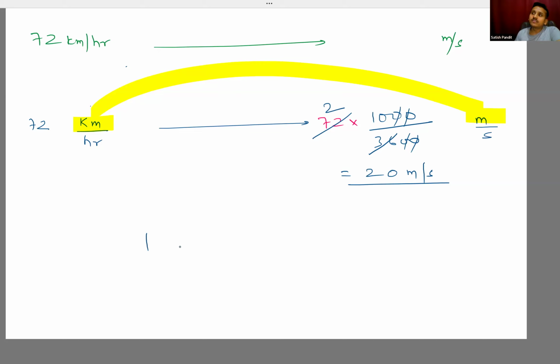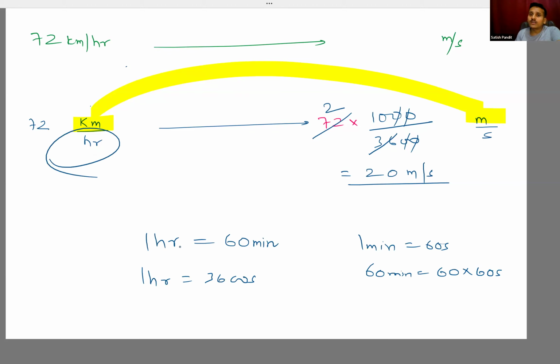See, 1 hour has 60 minutes, and 1 minute has 60 seconds. So 60 minutes will have 60 into 60 seconds. So 1 hour has 3600 seconds. So when you convert hours to seconds, you multiply by 3600. Okay, so that is how it is.